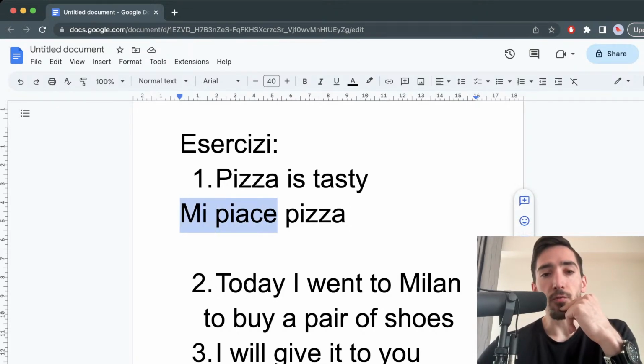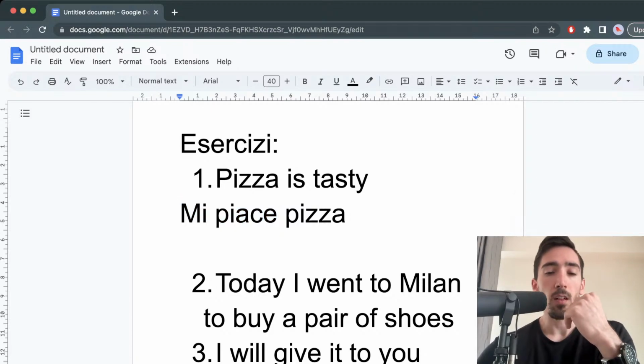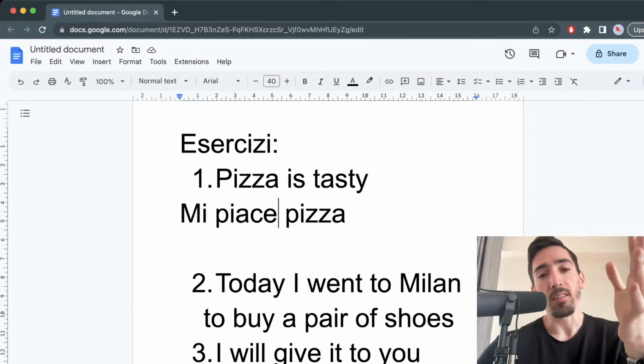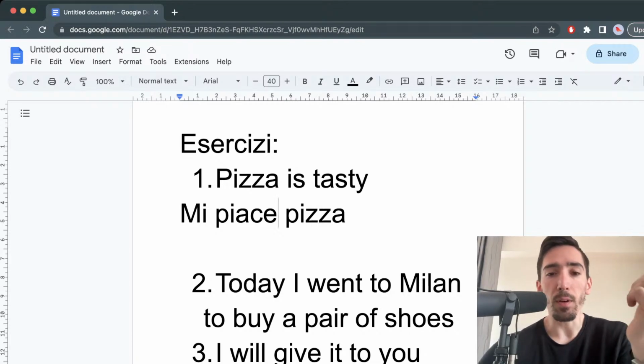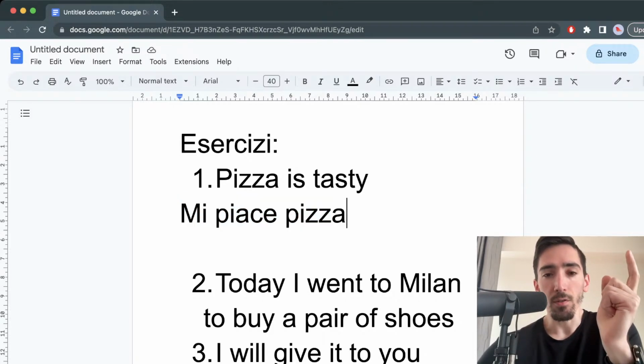Mi piace is an interesting way to say the pizza is tasty. It basically means I like pizza. Pizza is appealing to me. And the verb piacere is used in a reflexive way in Italian. So it sounds very Italian. It's not an exact translation because we need an article.